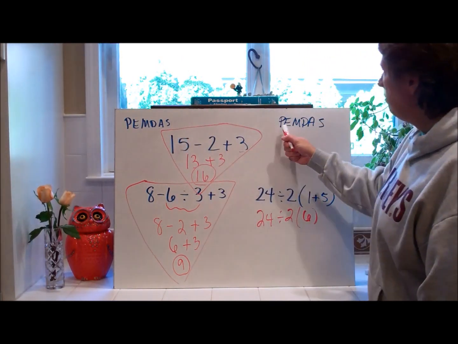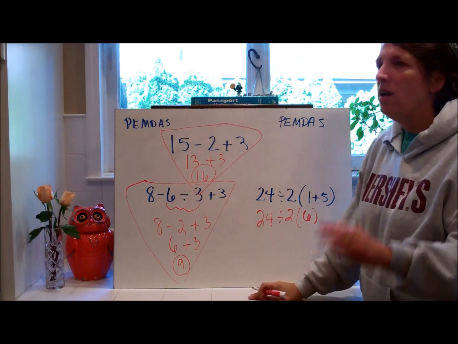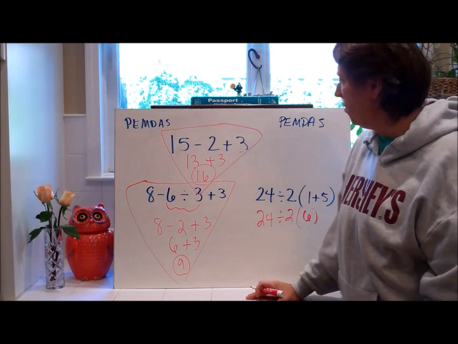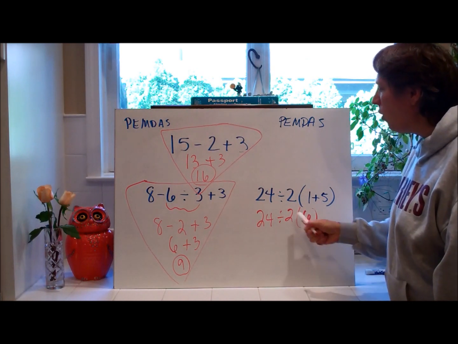We did parentheses, there are no exponents. Now we have multiplication and division. They are inverse operations. Neither one is more important than the other. So, we do not do multiplication before we do division.